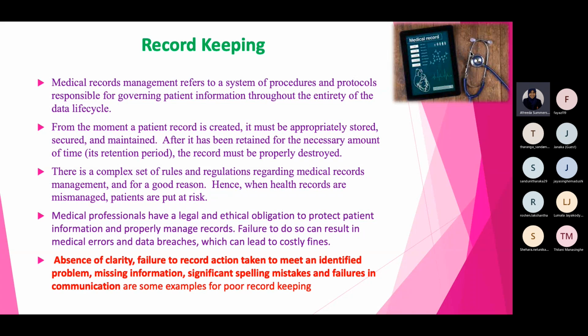Absence of clarity, failure to record action taken to meet an identified problem, missing information, significant spelling mistakes, and failures in communication are some signs of poor record keeping. Is there anything else that you all can mention about poor record keeping? What are the other things apart from the points that I mentioned?